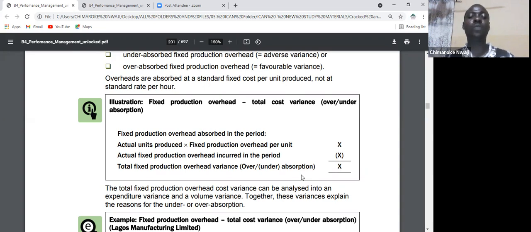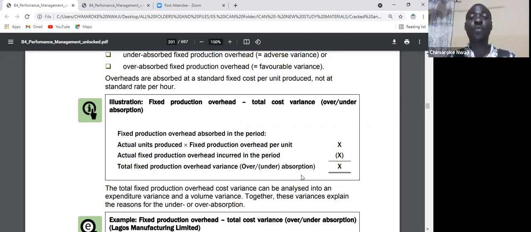Then you now compare it with the actual fixed production overhead you incurred. And so if what you incur is higher than what you actually planned, then you have over-absorbed. And so you are going to be having an adverse variance.